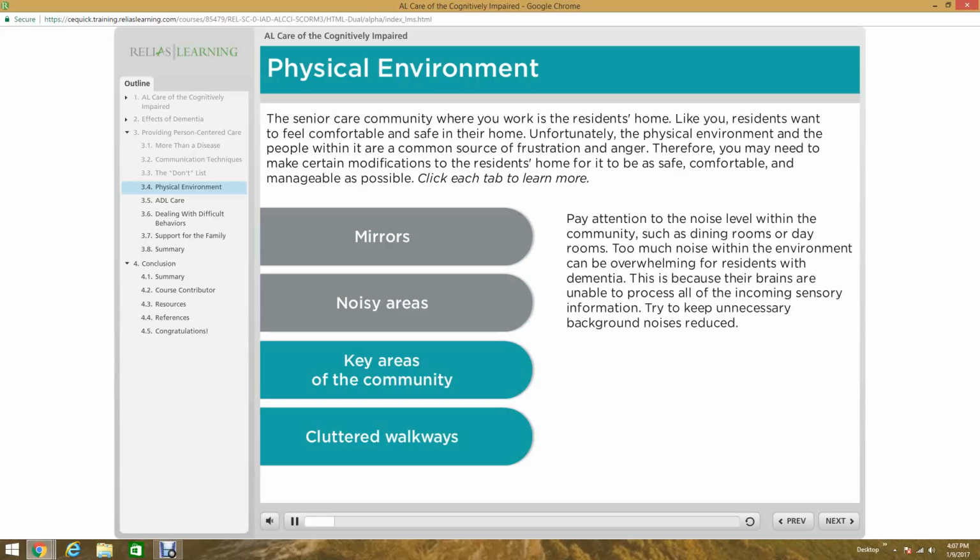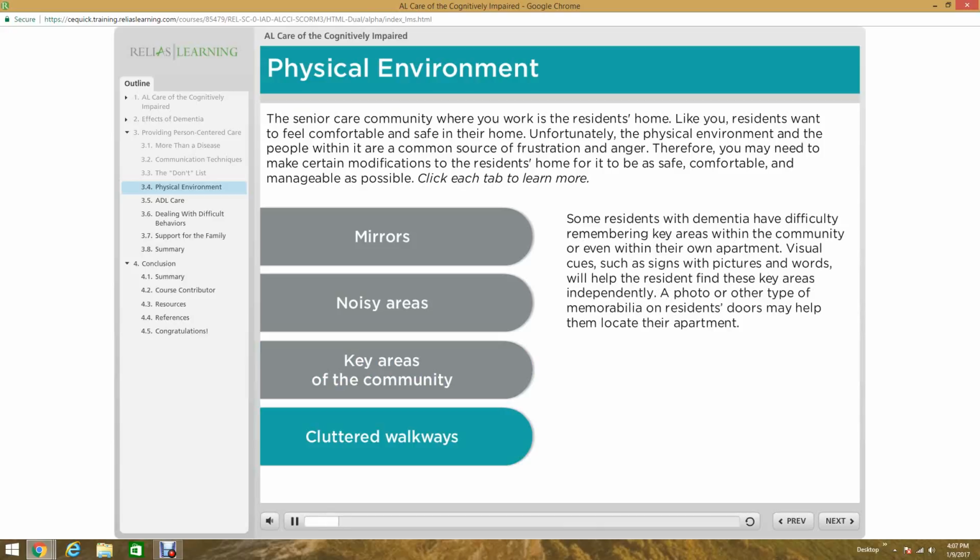Pay attention to the noise level within the community, such as dining rooms or day rooms. Too much noise within the environment can be overwhelming for residents with dementia. This is because their brains are unable to process all of the incoming sensory information. Try to keep unnecessary background noises reduced.